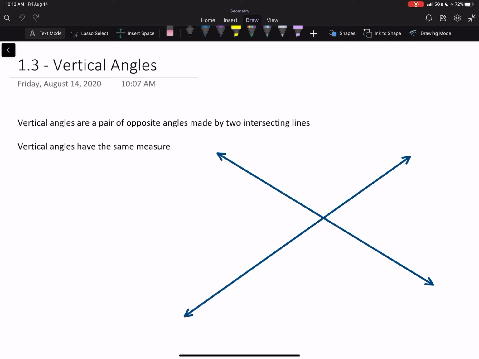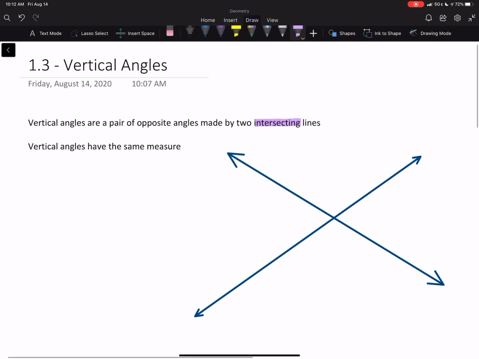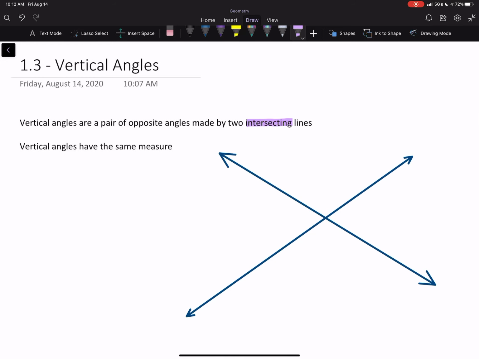So when two lines cross paths, it's called intersecting. So that's this word right here, intersecting. When two lines are intersecting, they form pairs of vertical angles. Basically what that means is that if you look at this one as A and B and C and D, then in this case, A is the same as B and C is the same as D. So this angle formed right here, and this angle formed right here, those are the same measure, and then this is the same here.